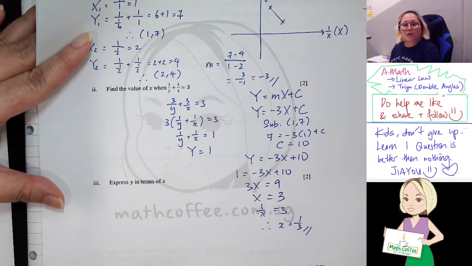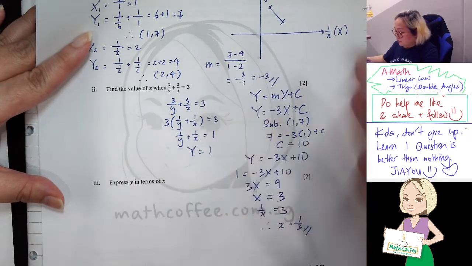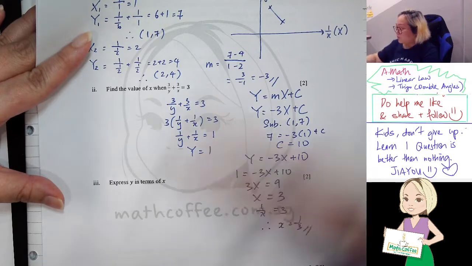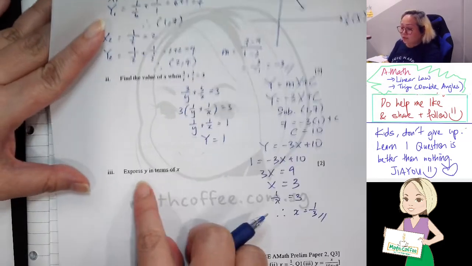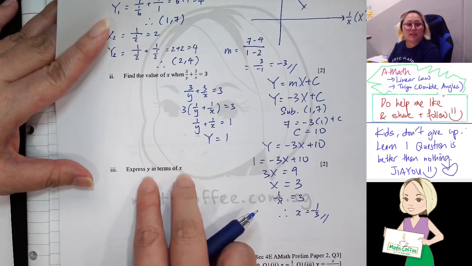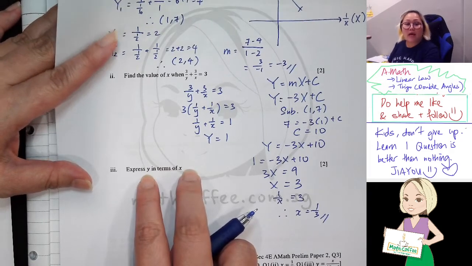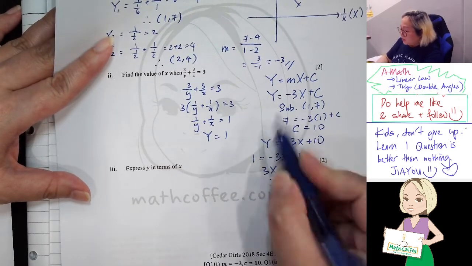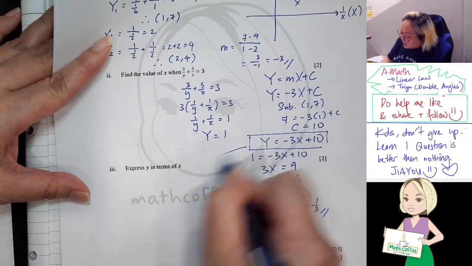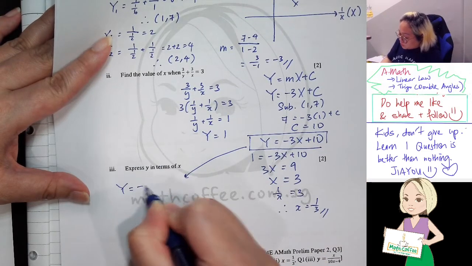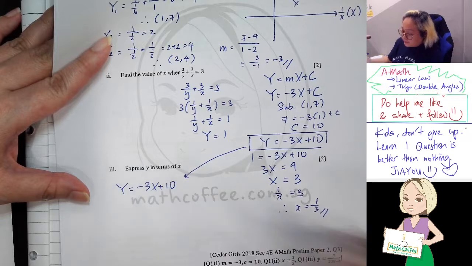Okay? So this is how you do this kind of question. You need to relate between big Y and big X. Now, next, express Y in terms of X. Again, you can see that this is small y and small x. I'm going to make use of the equation that I made over here. I'm going to rewrite here: big Y equals minus 3 big X plus 10.